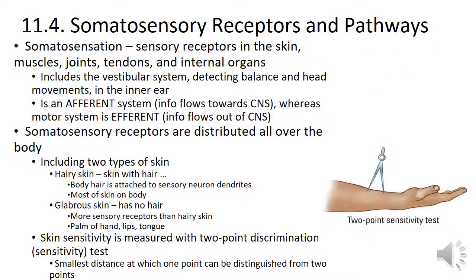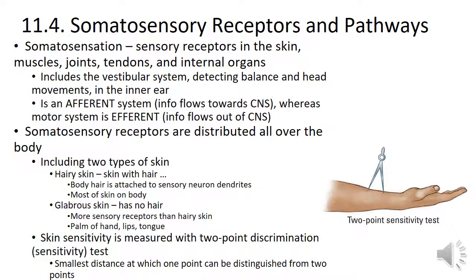Moving on to section 4, somatosensory receptors and pathways. Somatosensation is all of the sensory receptors in the skin, muscles, joints, tendons, and internal organs. Somato means body, so it's essentially the sensations of the body. This includes the vestibular system, which is in the inner ear and is responsible for detecting balance and head movements.